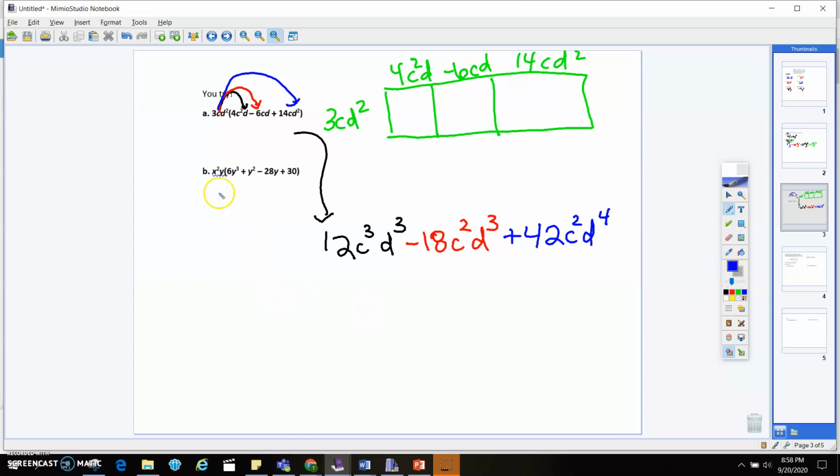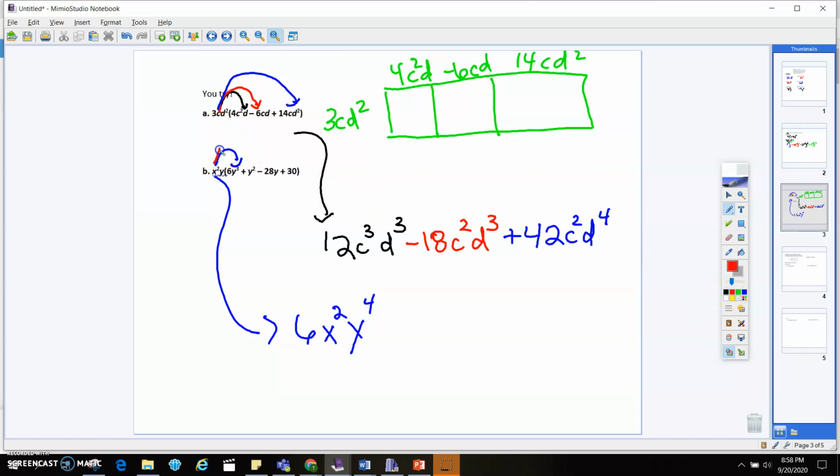So now we're going to try B. Okay? So we've got x squared y. We're multiplying it times this first term. So 1 times 6 is 6. And we don't have an x squared times anything. And then we've got y to the first times y to the third. That's going to give us y to the fourth.